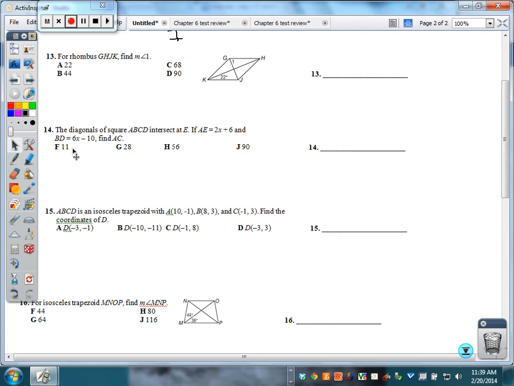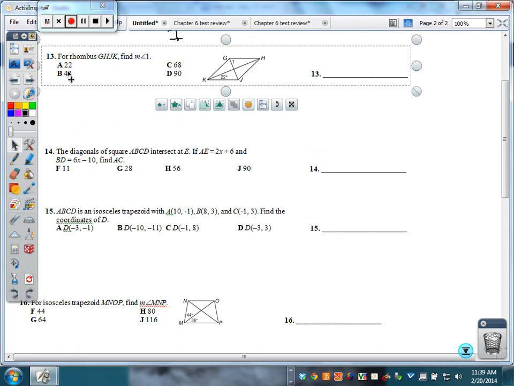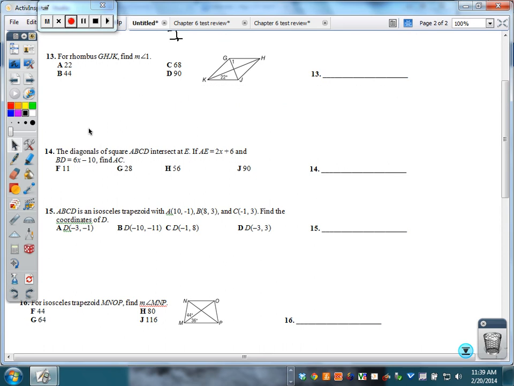Number 13. Number 13, we have a rhombus. We're going to find the measure of angle 1. Well, again, remember with the diagonals here that the diagonals of a rhombus are going to be perpendicular to each other. So my diagonals are going to be perpendicular, forming 4 right angles. Okay?